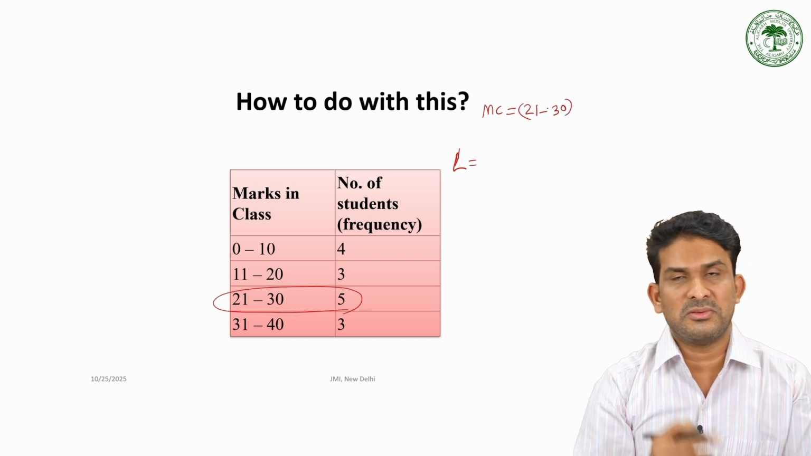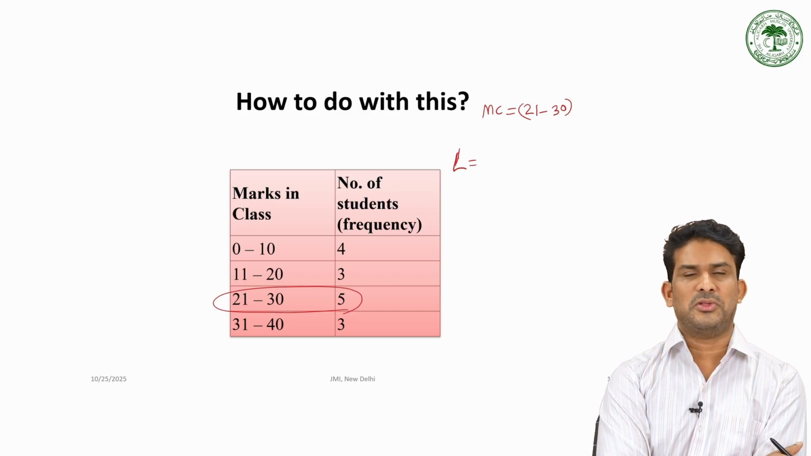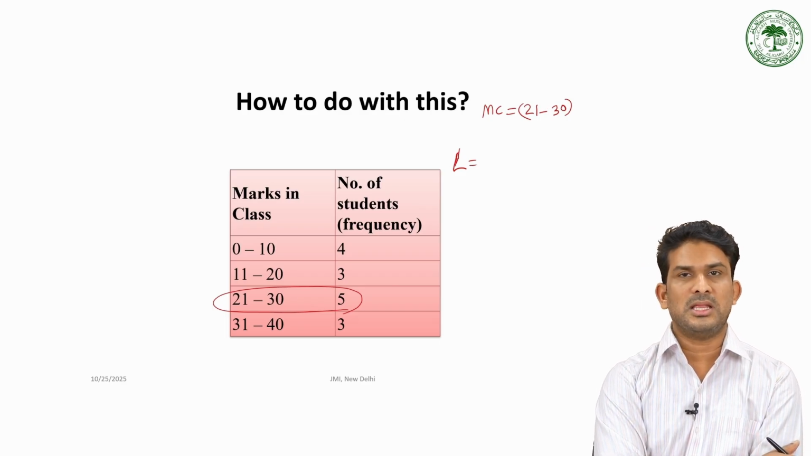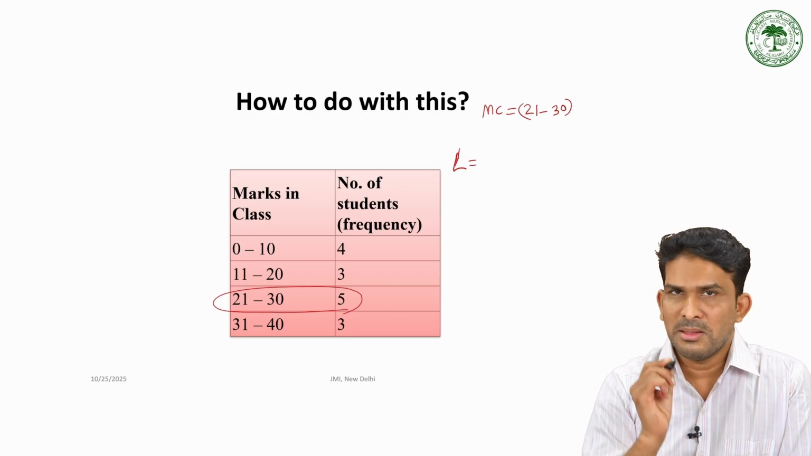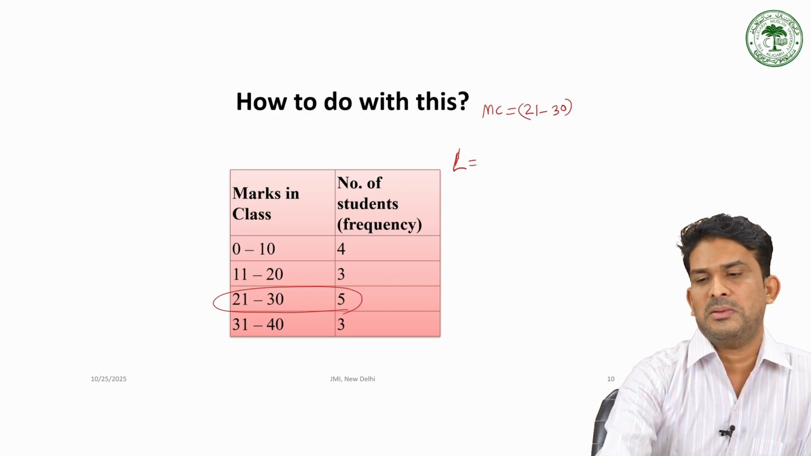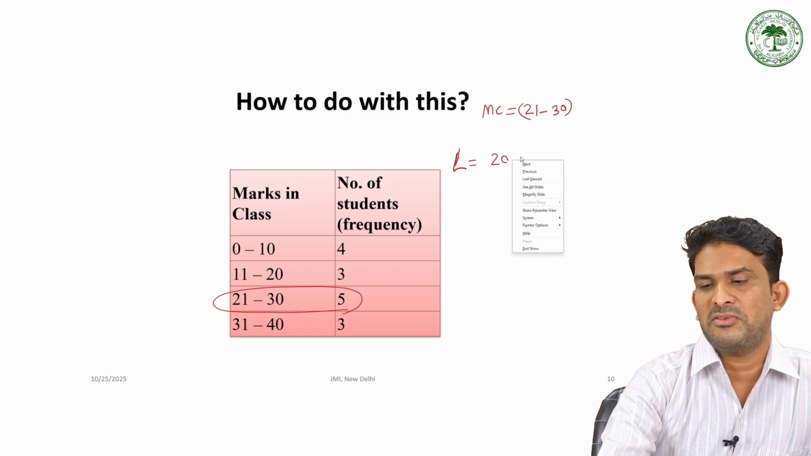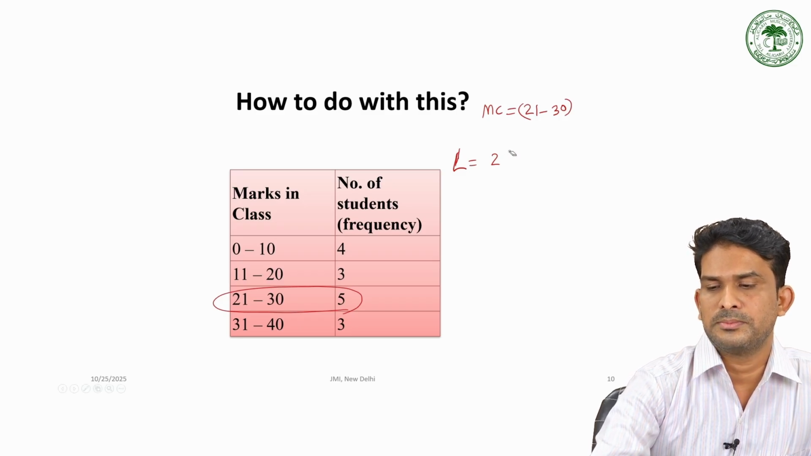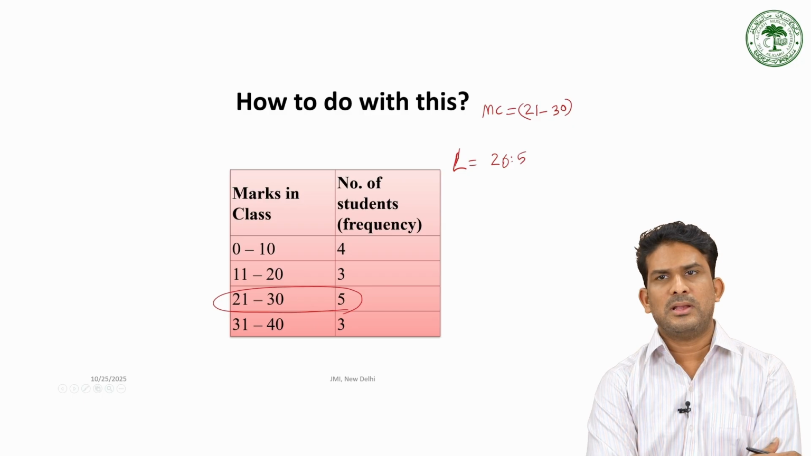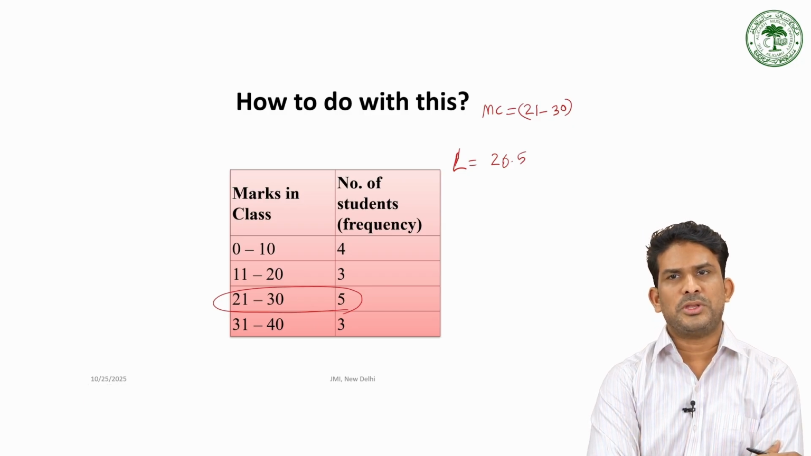Is it an inclusive or exclusive distribution? That should be the next concern for you. Yes, this is an inclusive distribution. So I cannot write 21. Of course, it will be 21 minus 0.5, so 20.5. Am I right? 20.5. Clear? L is 20.5.